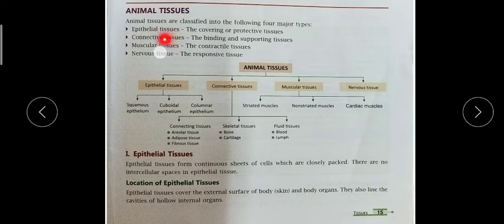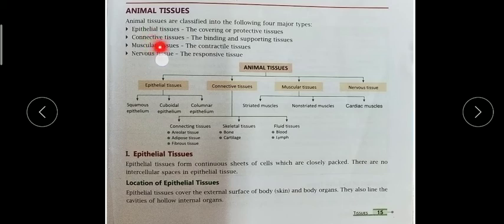So epithelial tissues are the covering and protecting tissues. They cover all our body's internal organs. They can be the lining of the internal organs, and they cover our body. Like our body is covered by skin. Skin is also an epithelial tissue.